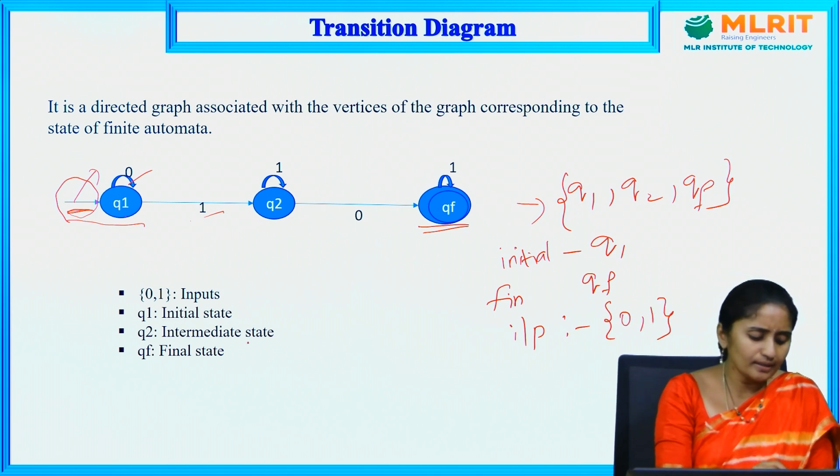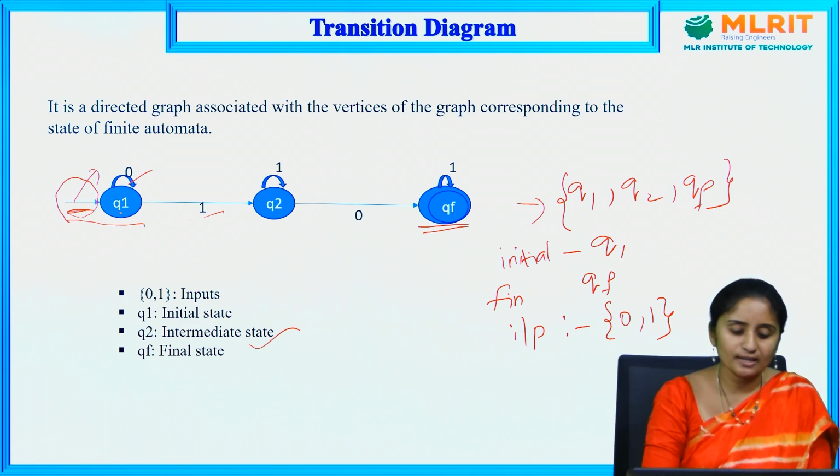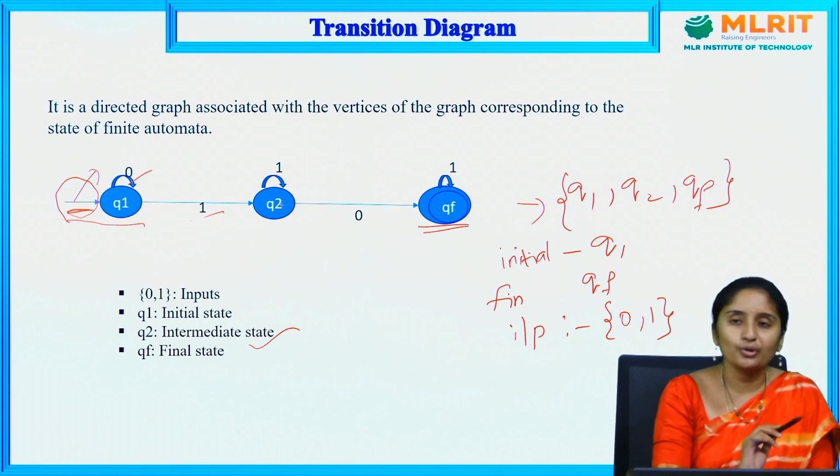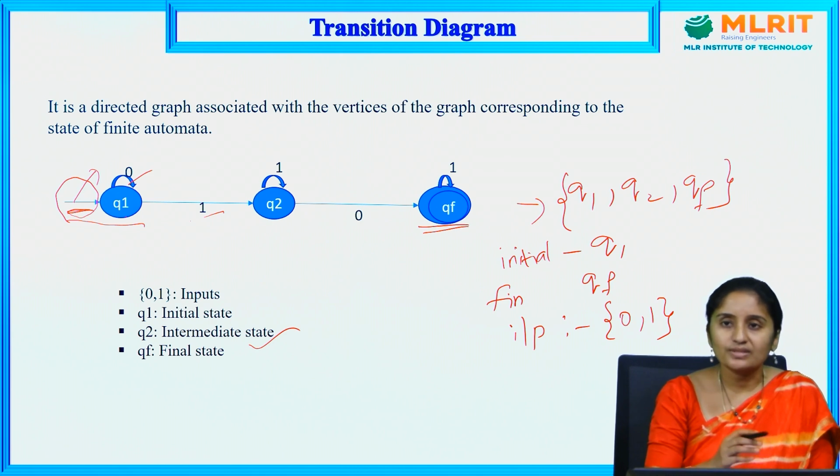See here, I have written intermediate state. Q1 is my starting state or initial state, QF is my final state, and the intermediate is the Q2 state. Same thing which I have written here. So the transition diagram is very important to construct either a DFA or NFA.